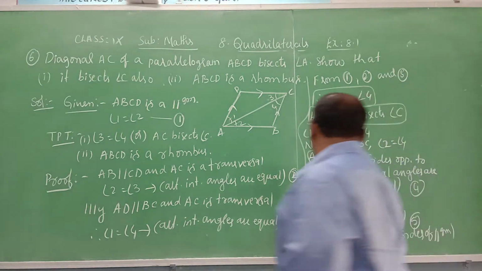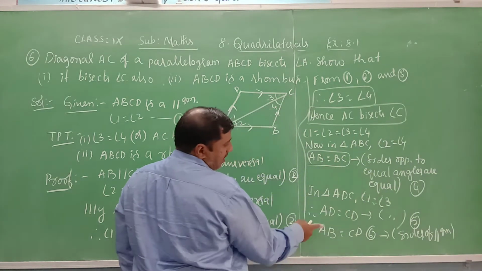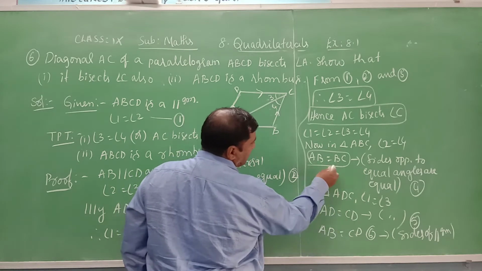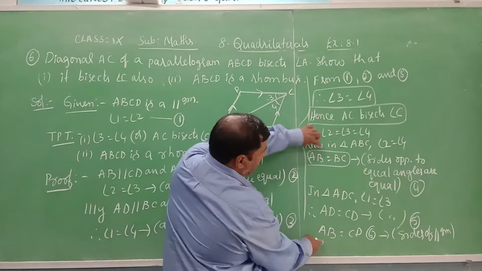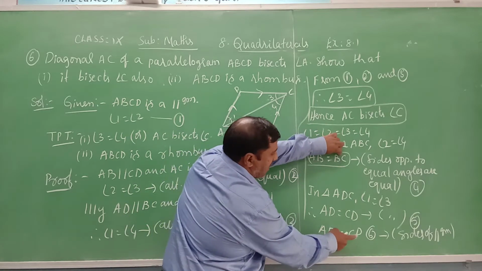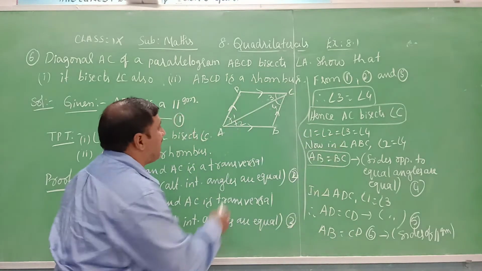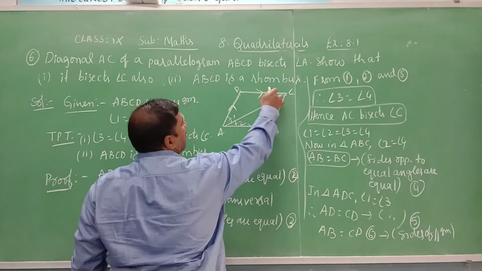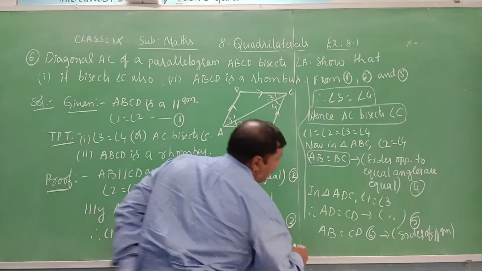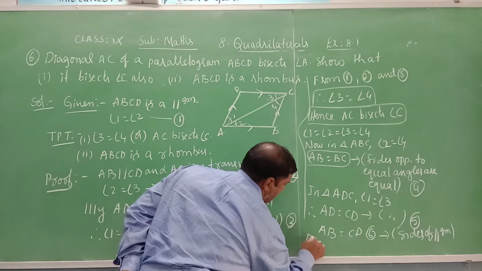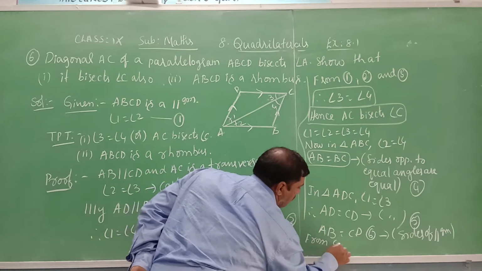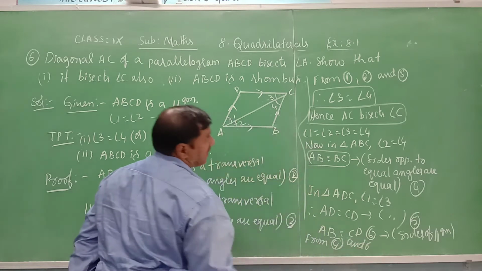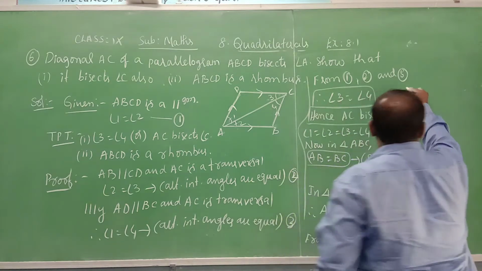Now you see here AB is equal to BC and AB is equal to CD. Therefore, from these two what can we see? BC is equal to CD. One pair of adjacent sides are equal. From 4 and 6, what can we write from 4 and 6?